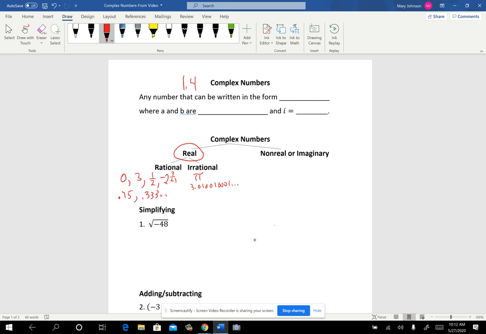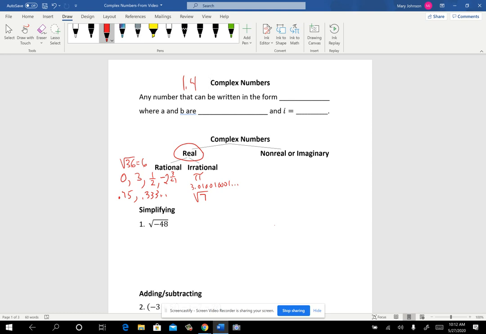Those are irrational. In the context of quadratic equations, rational numbers happen when you have something like the square root of 36, which simplifies to a nice number. Irrational numbers happen when you have something like the square root of 7, which you can't simplify so that it doesn't have a radical. And the square root of 7 turns out to be a decimal that would just keep on going forever.